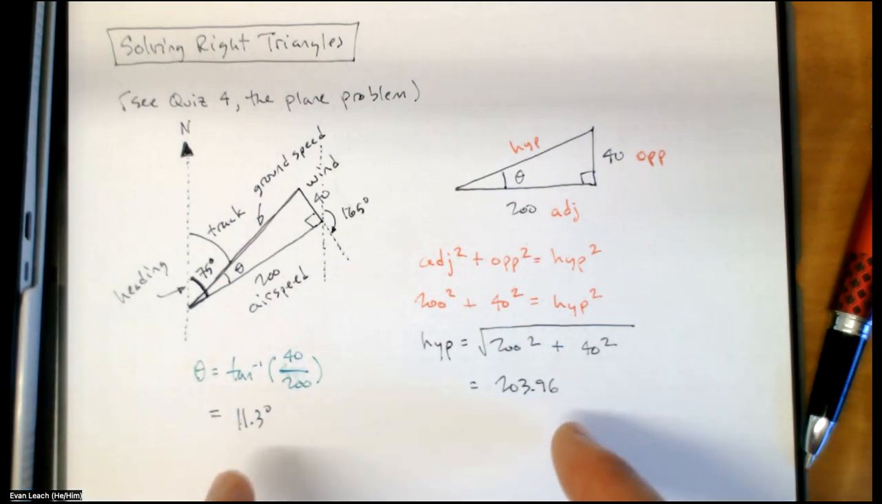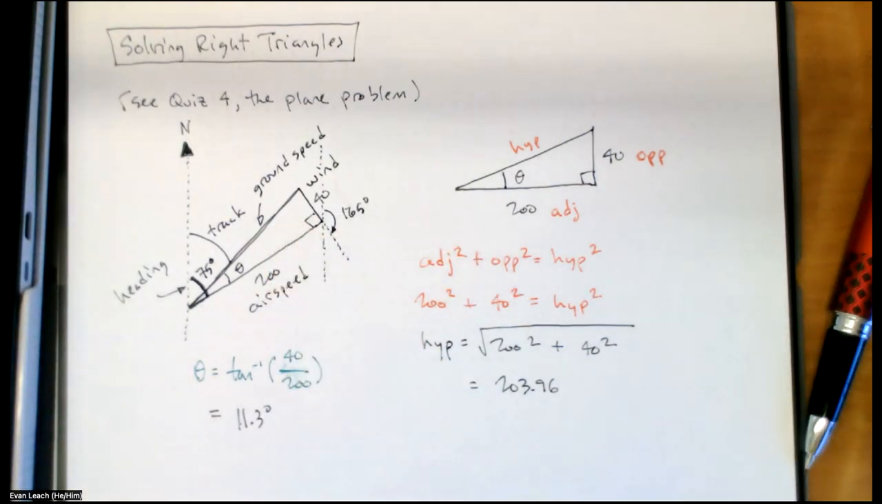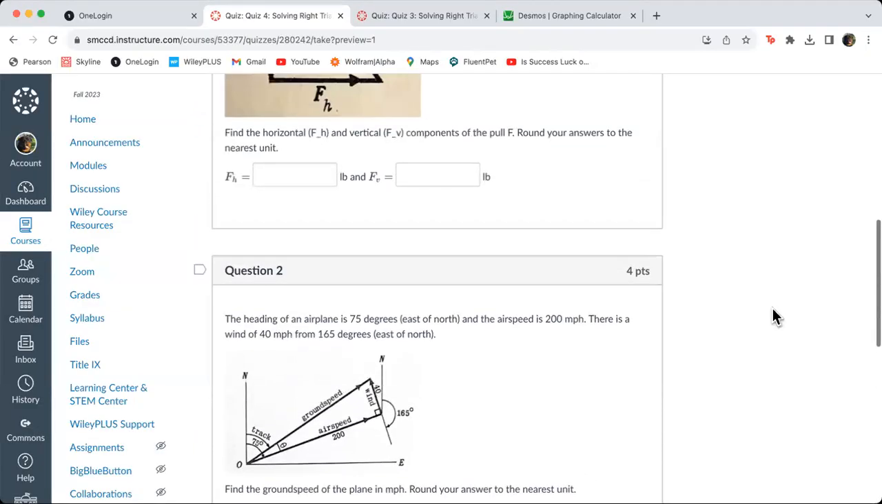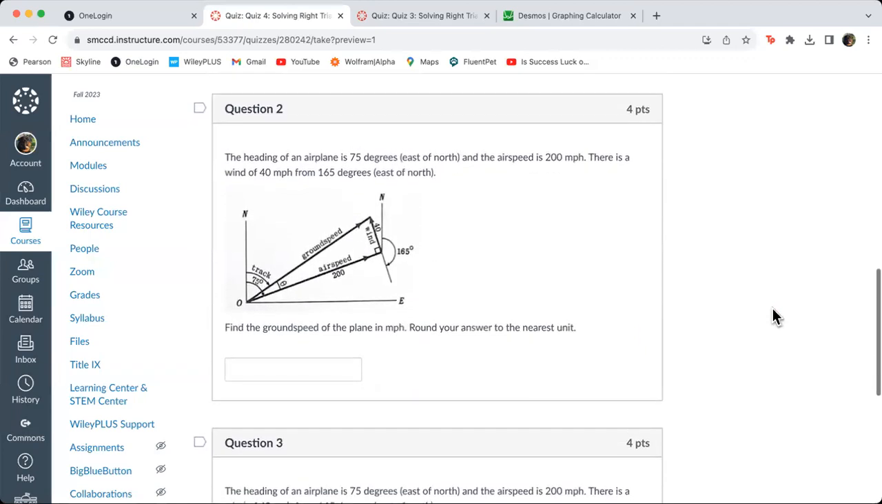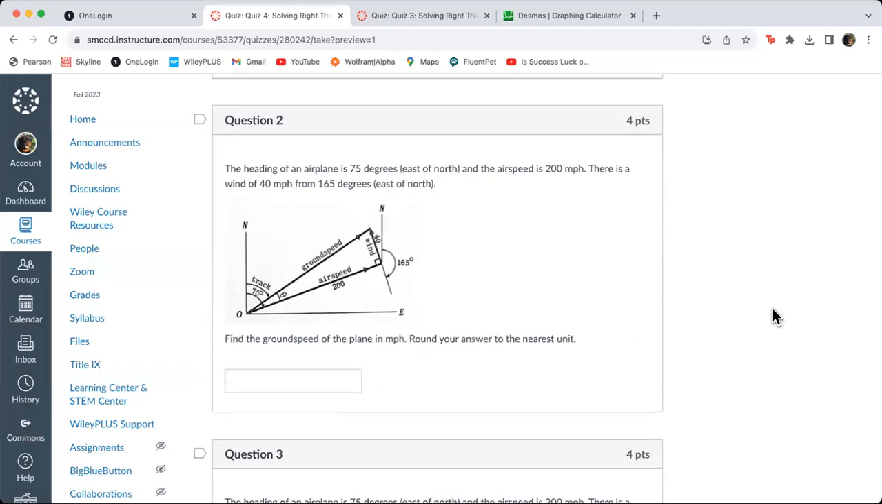So, are these numbers relevant to what we need to find? Let's go back to the quiz. Question 1 was the force problem. So in question 2, we want to find the ground speed of the plane in miles per hour. Round your answer to the nearest unit. So are either of these values relevant to that problem?